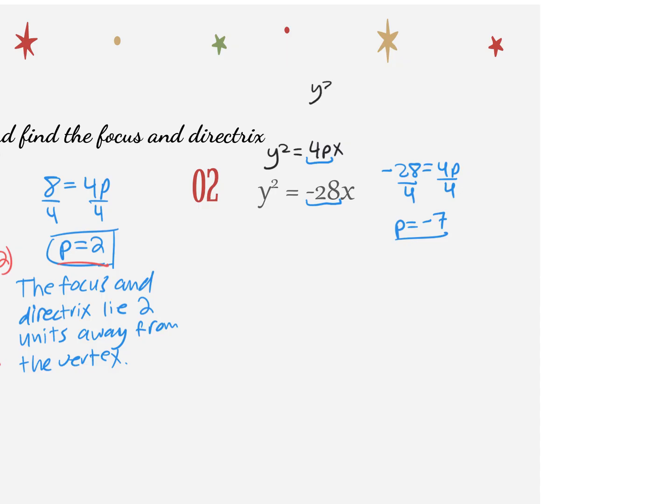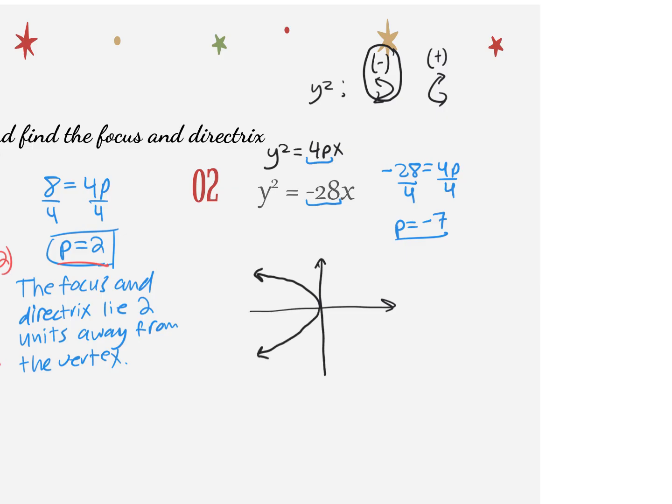Remember, a y-squared parabola is going to open left or right. And it's going to open left if it's negative, and it's going to open right if your p-value is positive. Since it's negative, it's going to be opening to the left. So when I graph it, let's draw a rough sketch. It's going to be a sideways parabola opening to the left. So it's going to look something like that. All right, that's the easy part, drawing that part.